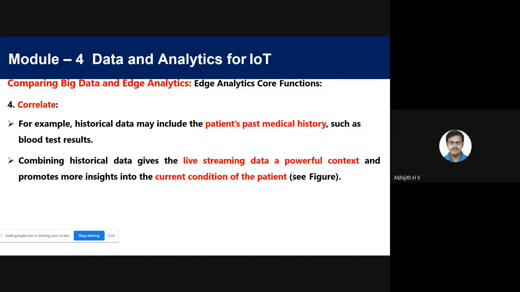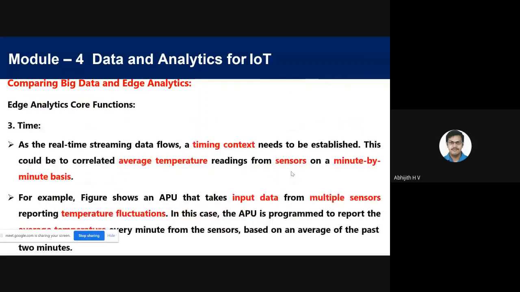Or if you consider the patient health monitoring application again: what was the blood pressure yesterday at this time? Today, what is his blood pressure? Whether it is improving or there is a problem. Whether the pulse rate is proper or not. What was the oxygen level yesterday, and what is the oxygen level today? Comparing with the historical or past data and taking decisions, we again call this correlation. This is another important aspect of edge analytics.